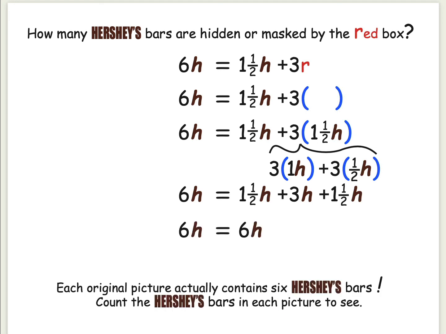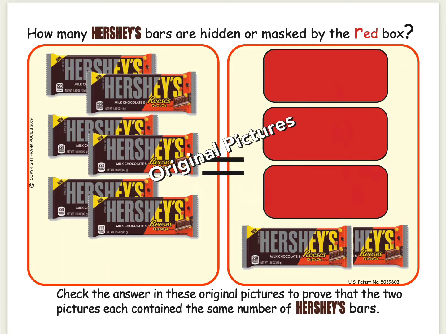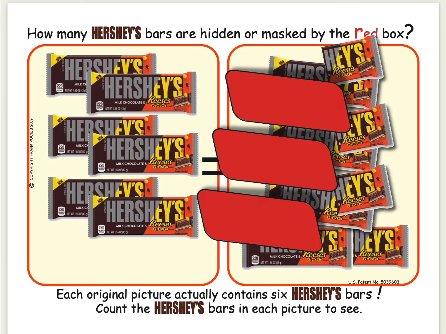Each original picture actually contains 6 Hershey's bars. Count the Hershey's bars in each picture to see. Check the answer in these original pictures to prove that the two pictures each contained the same number of Hershey's bars. Each original picture actually contains 6 Hershey's bars. Count the Hershey's bars in each picture to see.